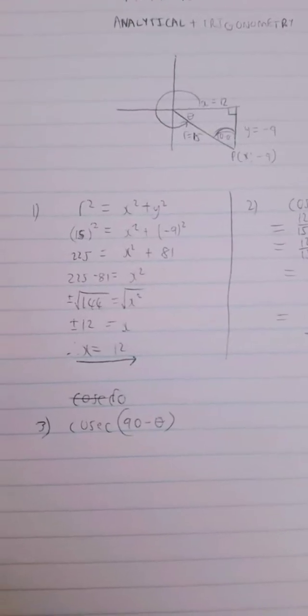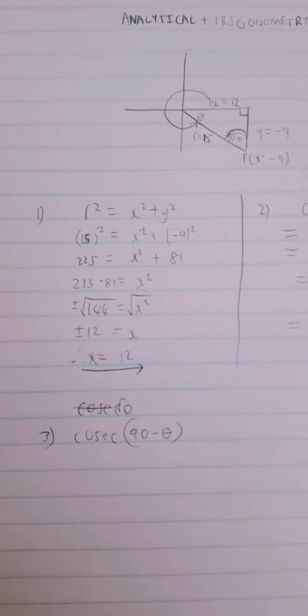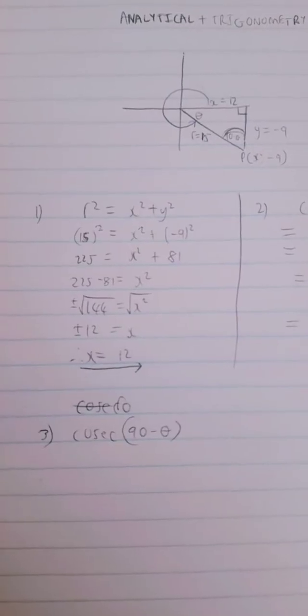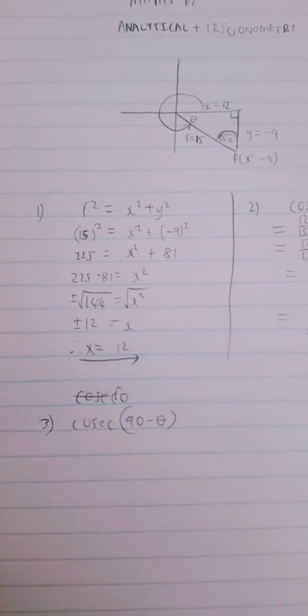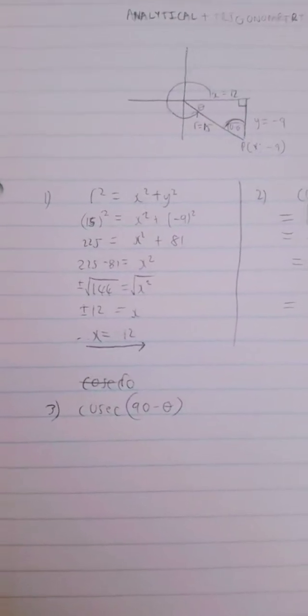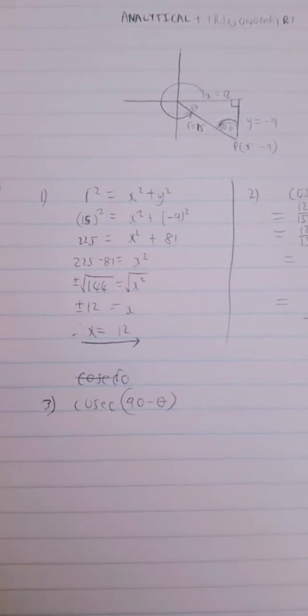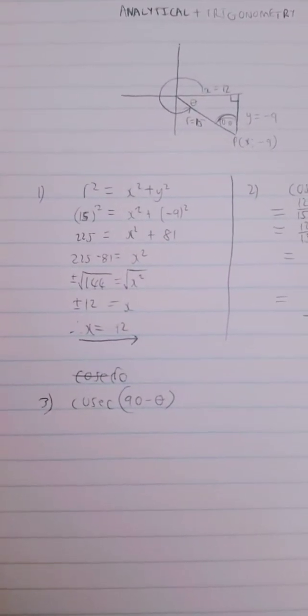Cosec 90 minus theta, guys. Cosec is hypotenuse over opposite. Very true. Hypotenuse over opposite of sine, and 90 minus theta is an angle in the triangle.